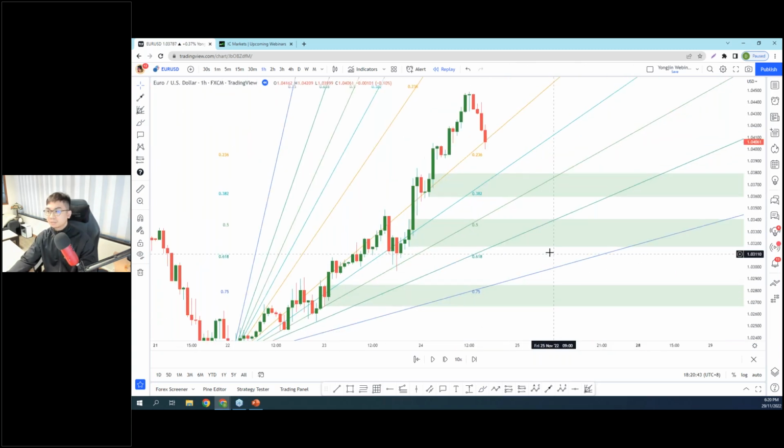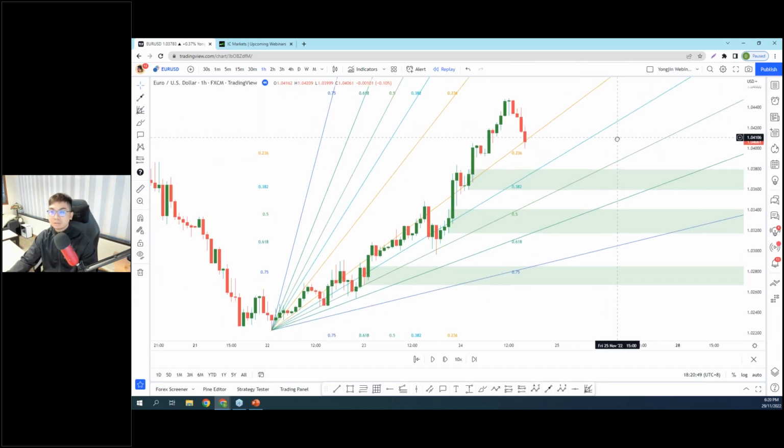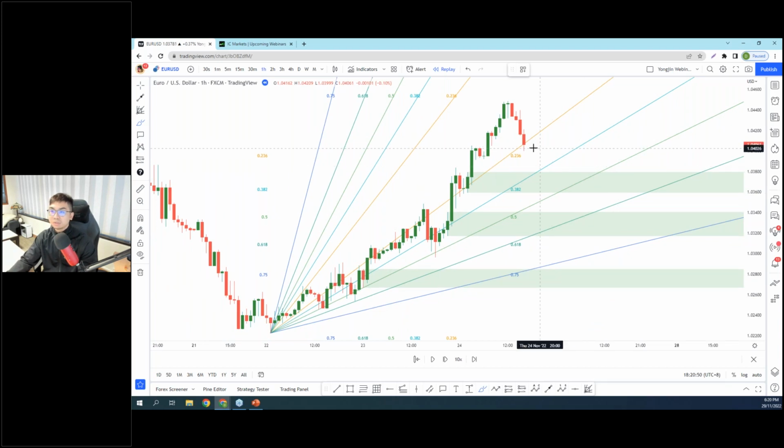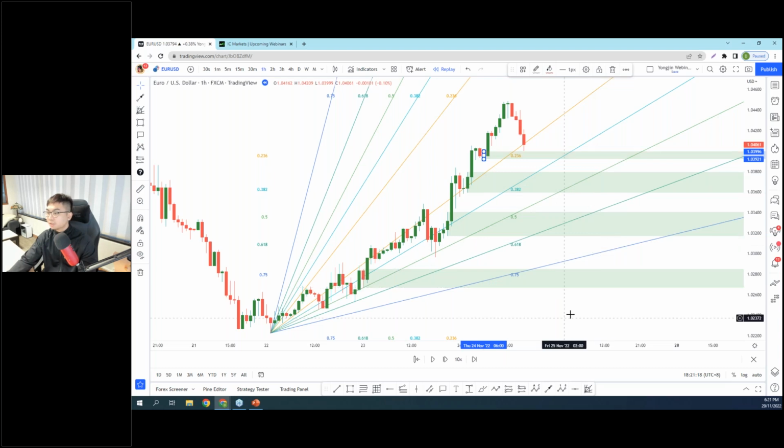So moving back to this setup right here. I was mentioning that if you look at the 23.6% Fibonacci speed fan on the left side, there's a pretty nice demand area right there. Let me take a look. Right. So if you actually draw a box, pretty nice. There is a demand area, extended box, green.